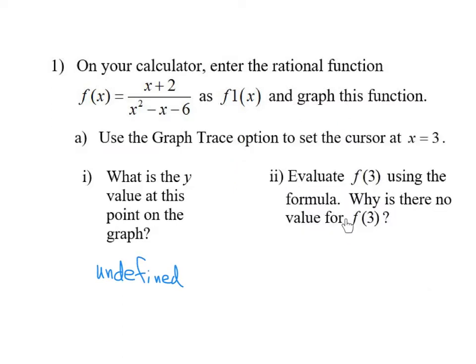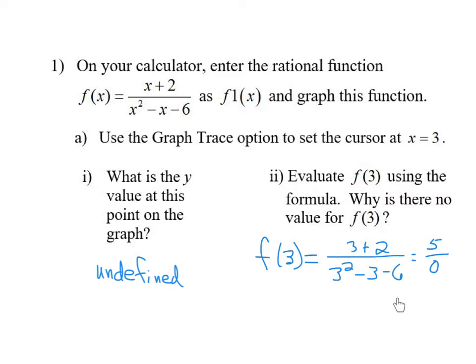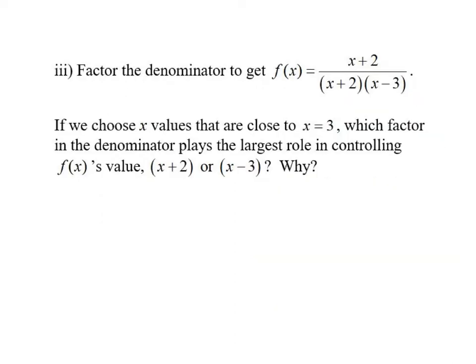Pause the video as you plug 3 into the formula and see what you get. Hopefully it's pretty obvious why we got undefined on the calculator, since we have 0 in the denominator. Let's take a look at other aspects as well, though, of what's going on for values of x close to 3. Since x equal to 3 is causing the denominator to be 0, it's a pretty key number. And you can see when we factor the denominator that x minus 3 is one of our factors. So you should probably suspect that this factor of x minus 3 is probably playing a key role when we have numbers close to 3.